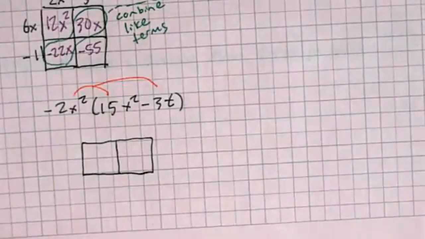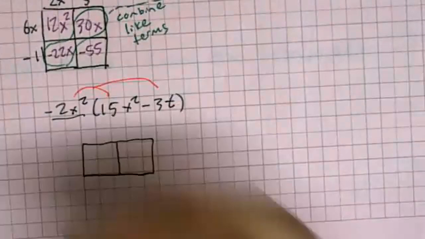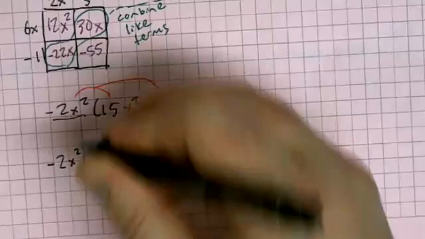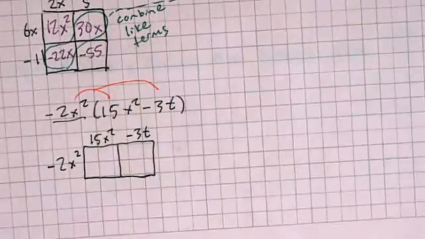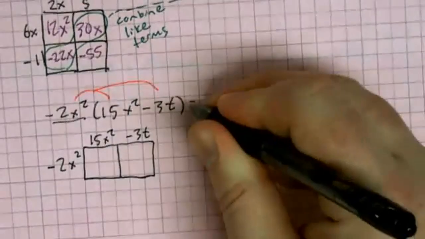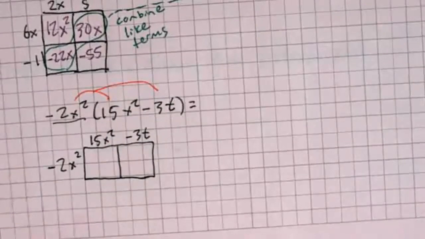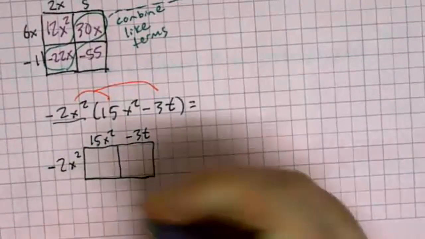This box only needs one row because there's only one thing in our first part of our product. Negative 2x squared would go in front, and then my 15x squared and my negative 3t would go on the top. And then we just have to multiply, figure out what goes on the inside, and combine if we can. We got negative 2 times 15 is negative 30.